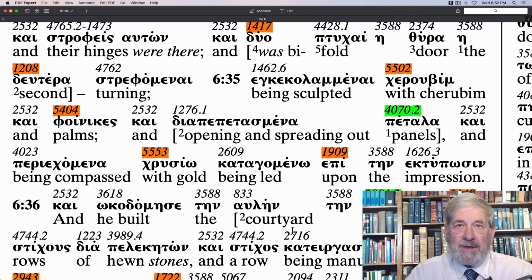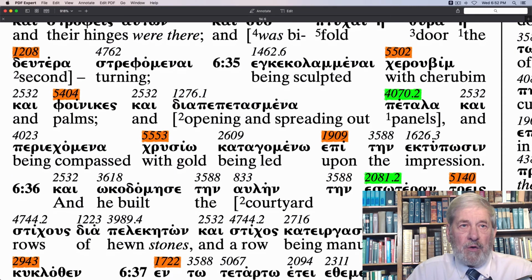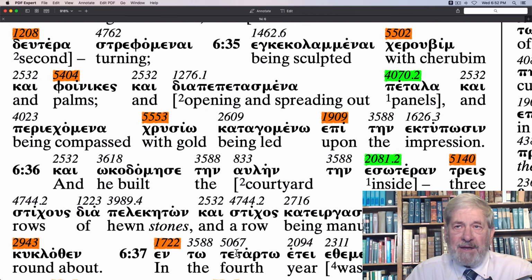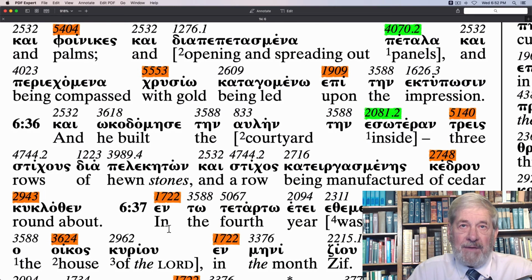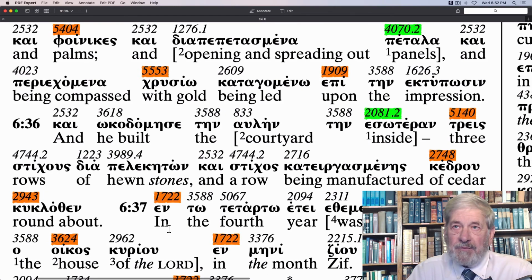And he built the inside courtyard, the esoteron, inside, esoteric, comes from that. 3 rows of hewn stones, a courtyard, and a row being manufactured of cedar round about. Now, inside maybe, and then rooms above, I'm not sure. They may have held up these floors.